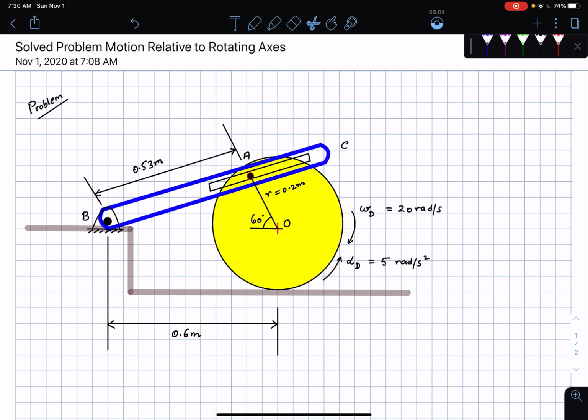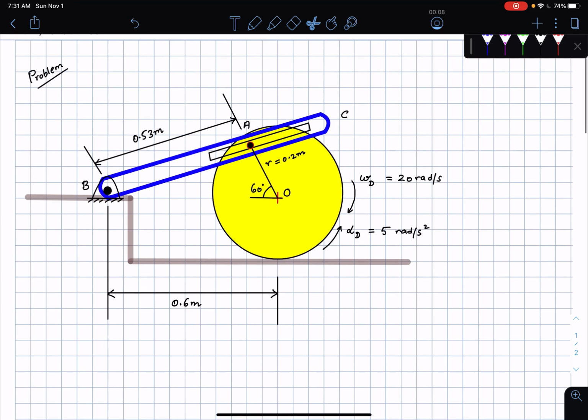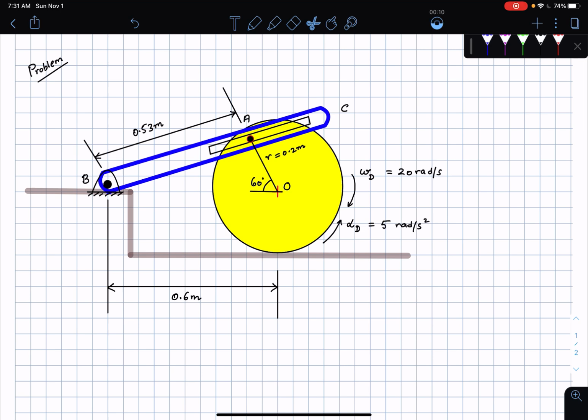We're going to be solving one more problem on motion relative to rotating axes. In this problem I have a disk that is rolling without slip relative to the ground. So I'm given the following information.